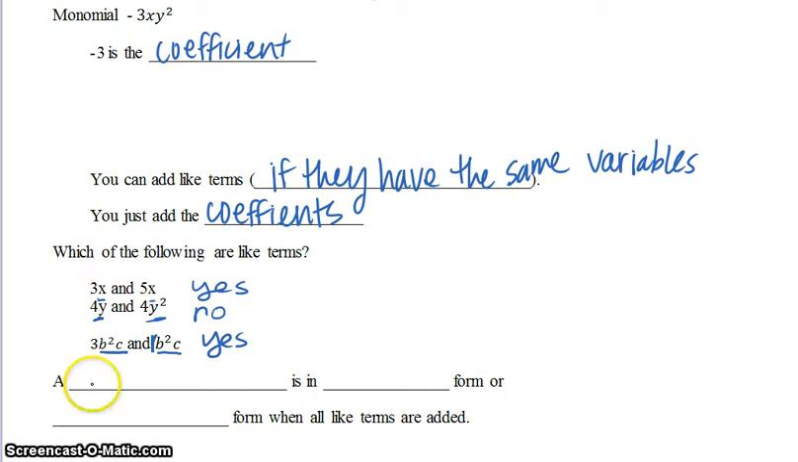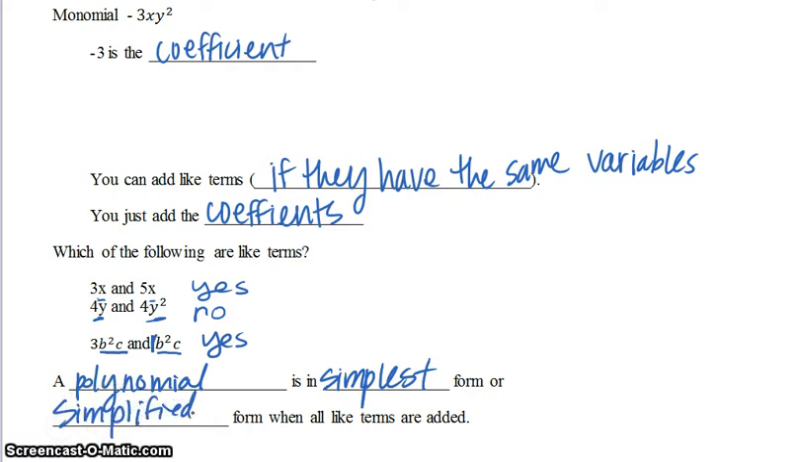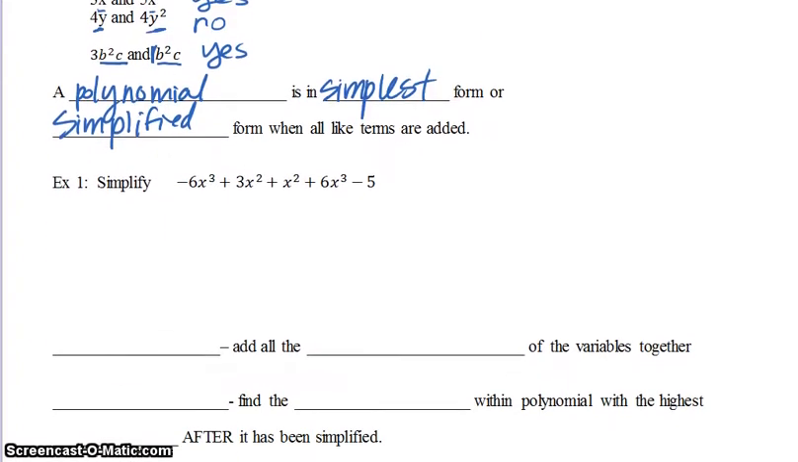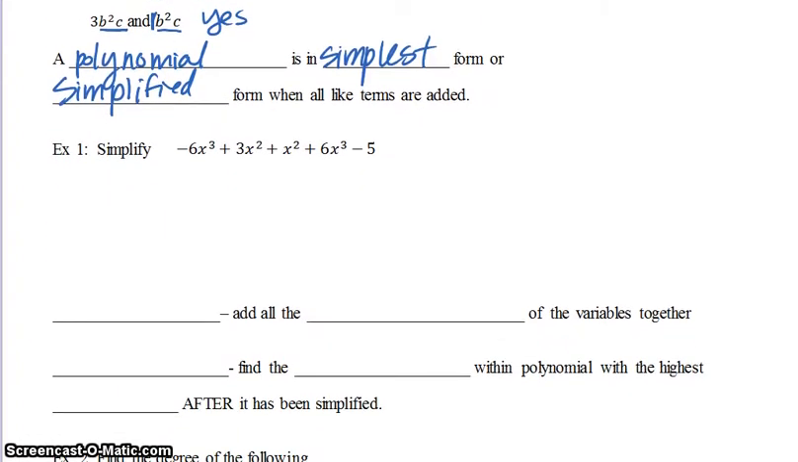Alrighty. Now, a polynomial is in simplest form, or simplified form, either one, when all like terms are added together. So to simplify, you have to add like terms. Now, if they're not like terms, they don't need to be put together and it will be simplified. So we need to simplify this.